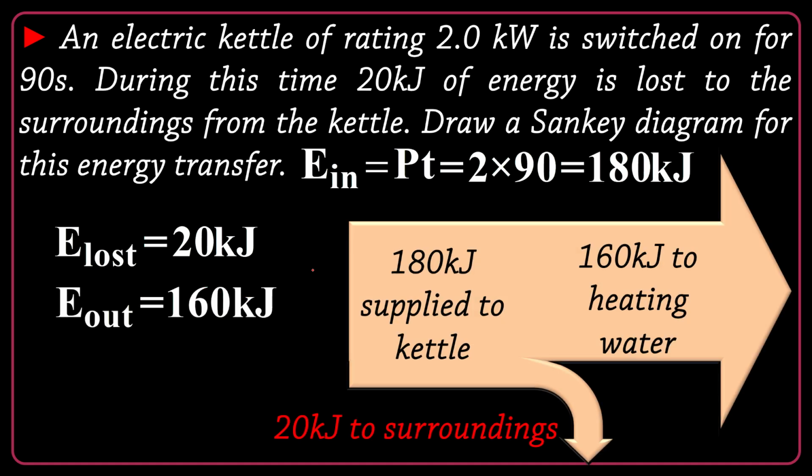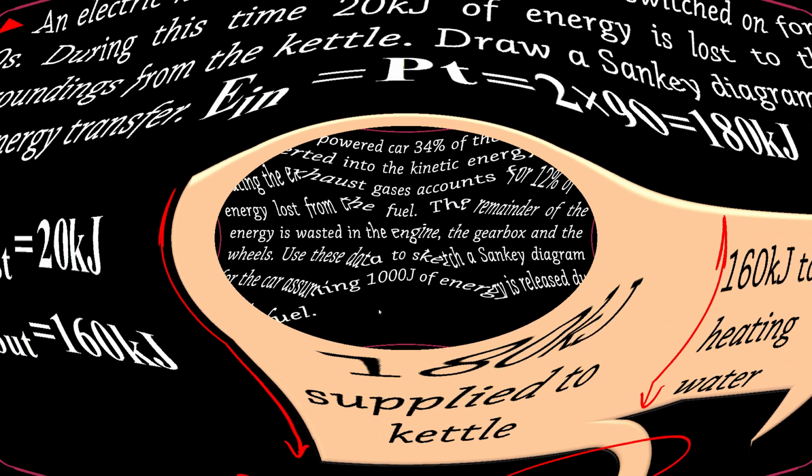Finally, the Sankey diagram. The maximum width is the total energy in. Here I have 160 kilojoules as useful energy to heat up the water, and 20 kilojoules to the surrounding, the degraded energy.